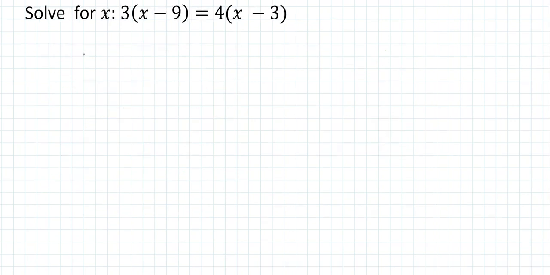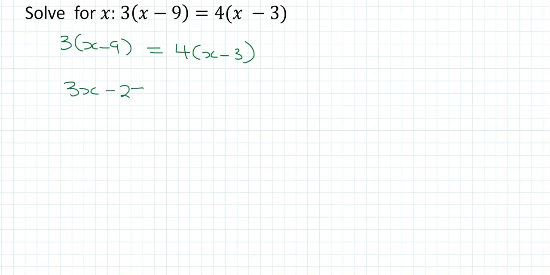Next equation we have 3 multiplied by (x - 9) equal to 4 multiplied by (x - 3). So now, remember, distribute, isolate, solve. So we distribute. 3 multiplied by x is 3x. 3 multiplied by negative 9 is negative 27, equal to 4 multiplied by x is 4x. 4 multiplied by negative 3 is negative 12.